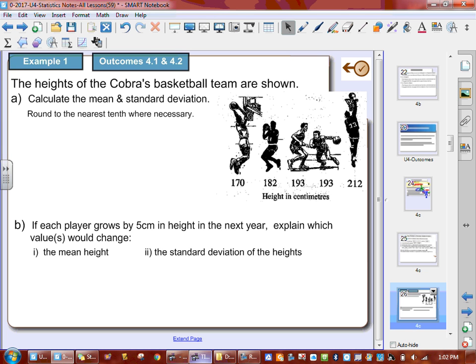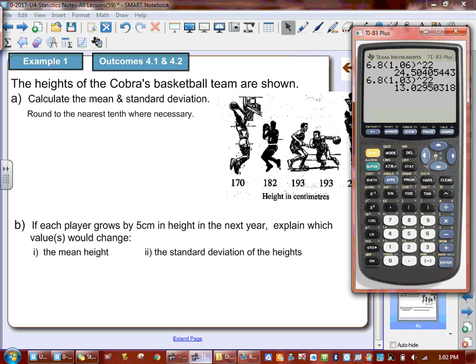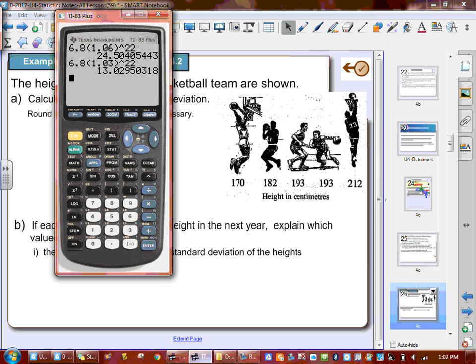And we're going to do this a couple different ways. This way we're going to be doing it using the calculator. So I've got 5 numbers. I need to put them in my list. So I'm going to grab my calculator and I'm going to go to my lists. Your lists are found by going stat, enter.